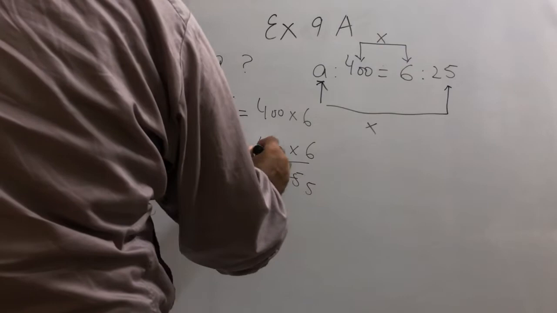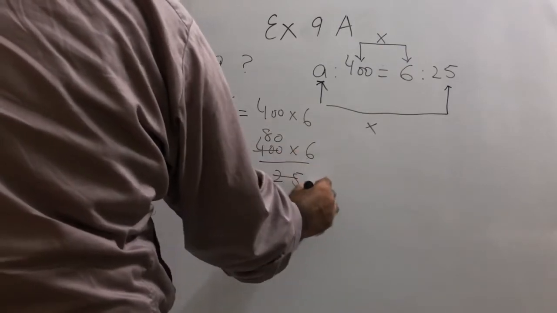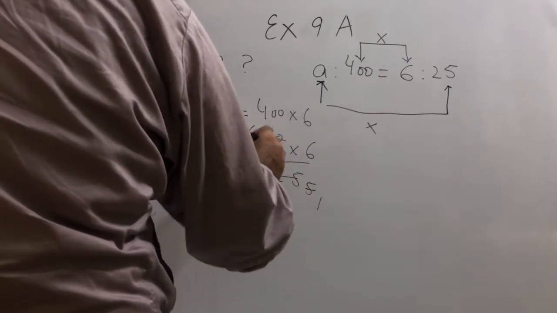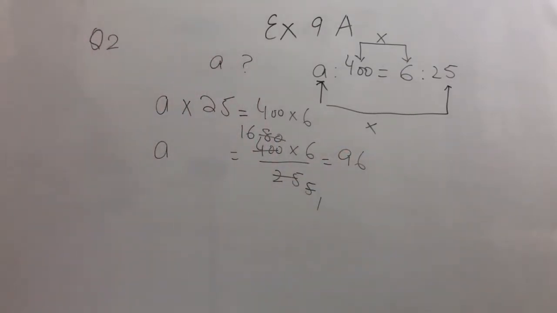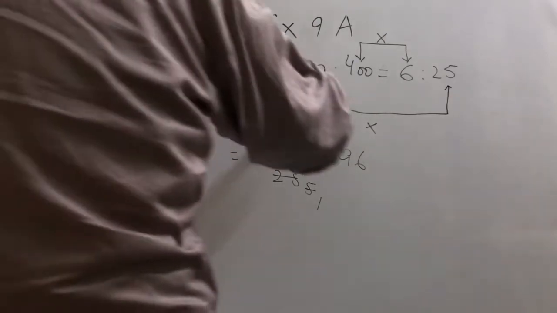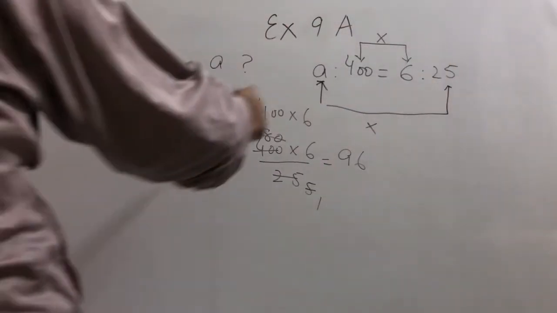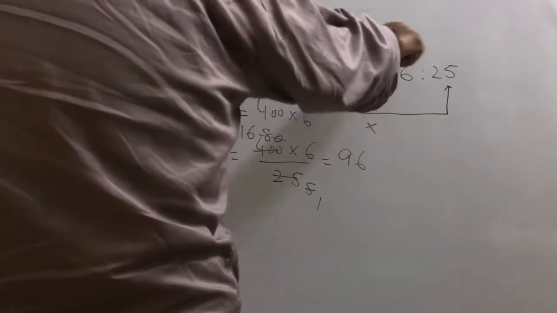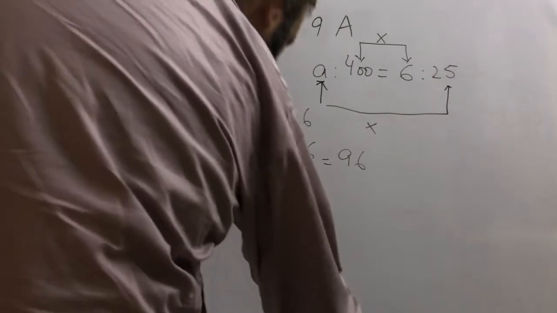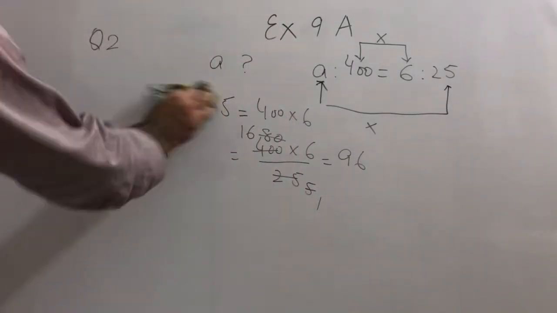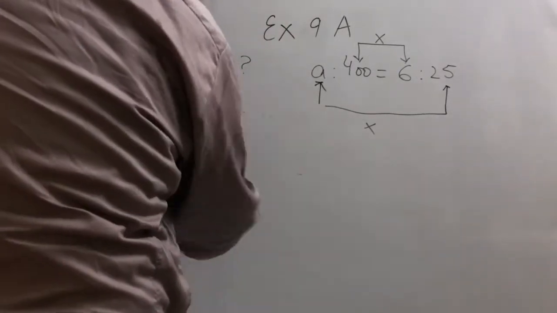5 5s are 25, 5 8s are 40, 0, 5 1s are 5, 5 16s are 80, 16 6s are 96. The value of a is 96. The method was that the extreme ends were multiplied, then we put an equal sign, then the inside values were multiplied. Then from this equation we found out the value of a by simple calculations. It was found to be 96.